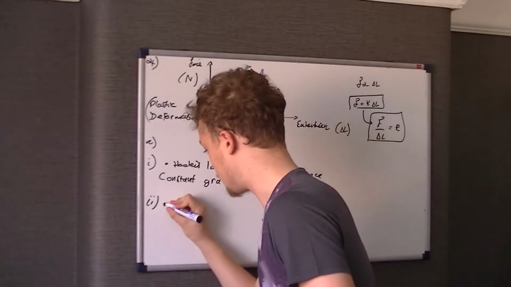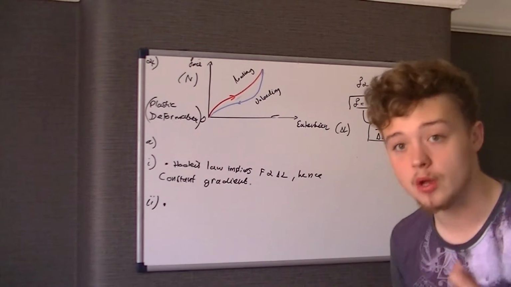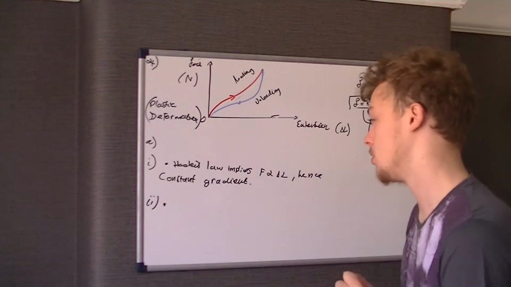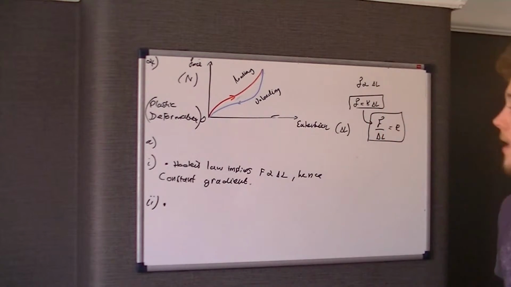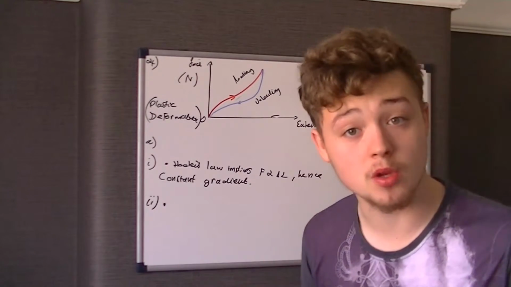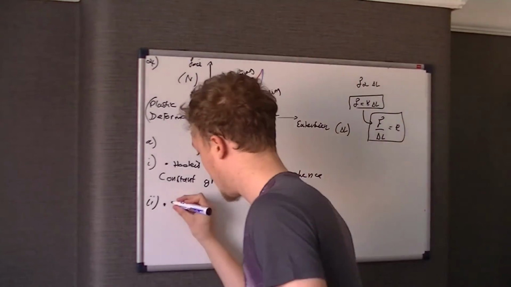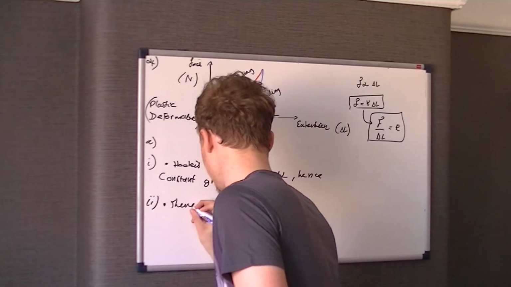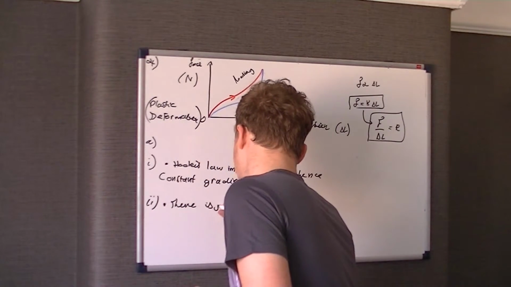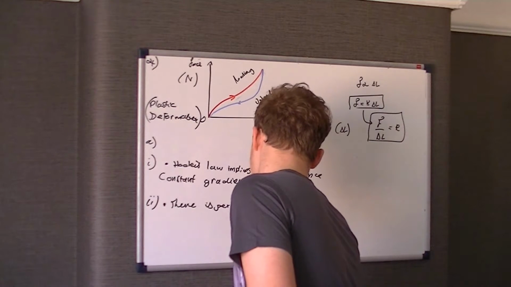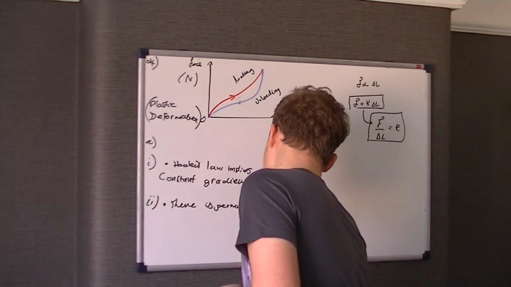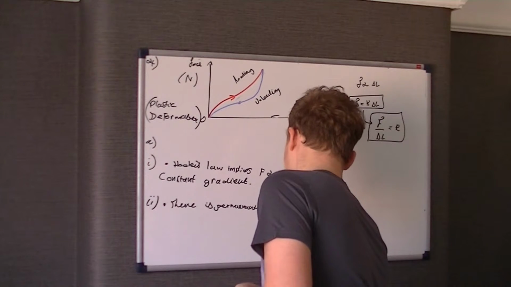So the answer, what you would put for this, is just saying, well, the unloading curve, or I don't know which way you want to word it. Essentially, when the force has been removed, there is no permanent extension. So you just put there is no permanent extension when all the force is removed. It's as simple as that.